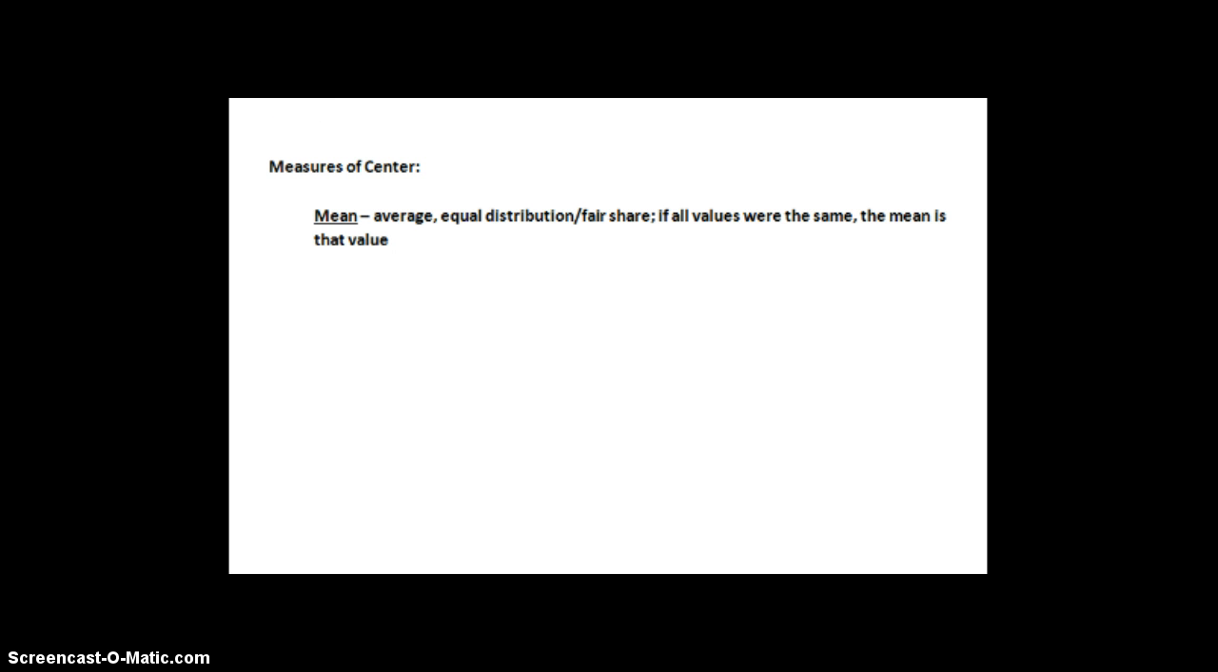All right, now I would like you to write down median. That's another measure of center, and that is the middle value when the data is in order. And it can either be from greatest to least or least to greatest. So mean and median talk about the center of the data. Go ahead and get that written down.